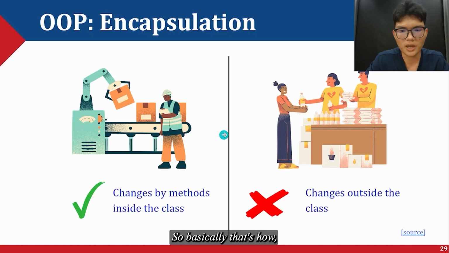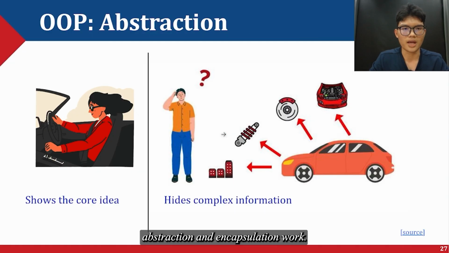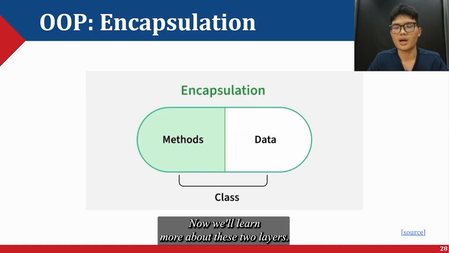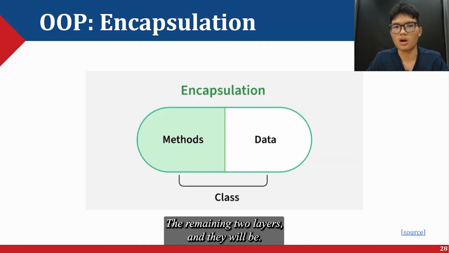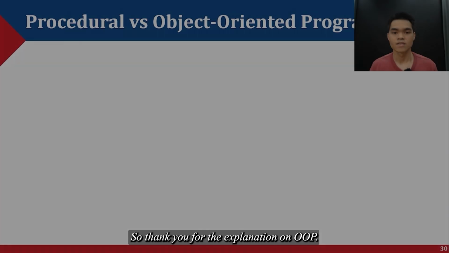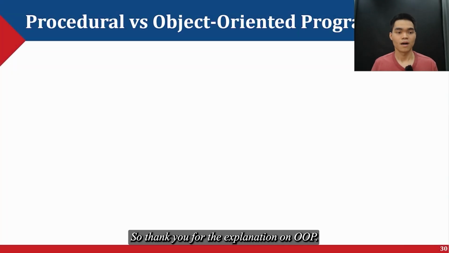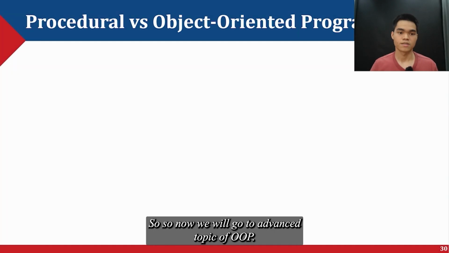So basically that's how abstraction and encapsulation work. Now we'll learn more about these two layers, the remaining two layers. So thank you, Hiền, for the explanation on OOP. So now we'll go to the advanced topic of OOP.